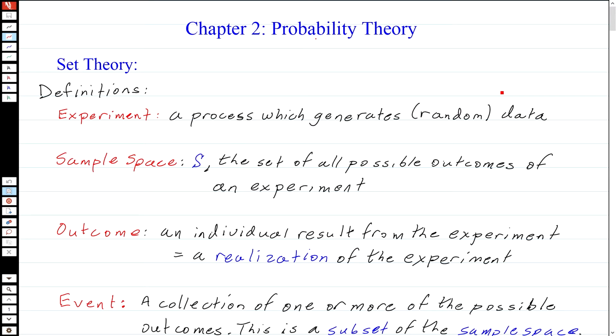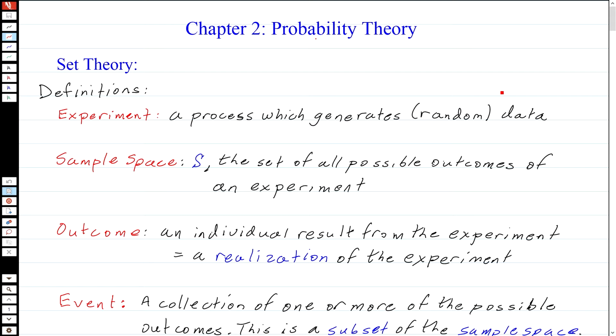And basically, probability theory starts off with set theory, and that means that we have to define a bunch of things. So we first of all define an experiment. This is a process which generates random data. And what that means is basically there's many things in this life that are random. For example, wind speed. That's a process that generates random data. There is just what is the wind speed at any instant in time. Of course, that changes from instant to instant. And because we don't know ahead of time what it's going to be, we call that a random process. And the actual measurement of wind speed is an experiment.